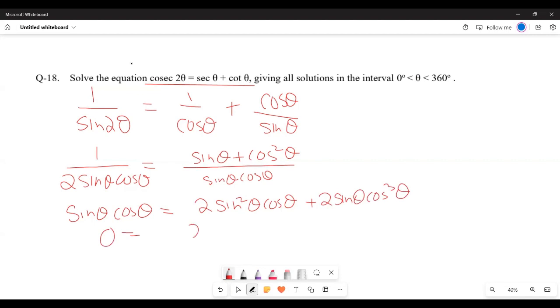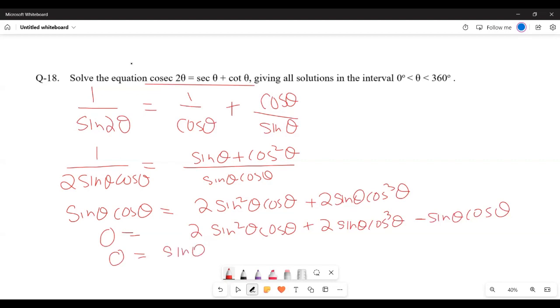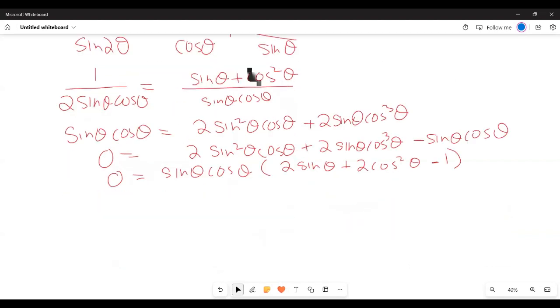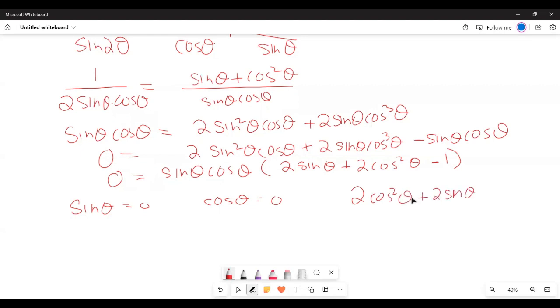0 equals 2 sine square theta cos theta plus 2 sine theta cos cube theta minus sine theta cos theta. Now we can take sine theta cos theta common. And we have 2 sine theta plus 2 cos square theta minus 1 in the other bracket. Now, this means either sine theta is 0 or cos theta is 0 or 2 cos square theta plus 2 sine theta minus 1 equals 0.